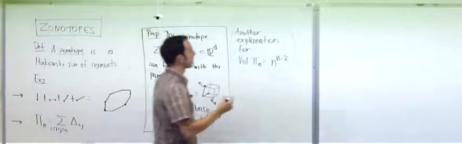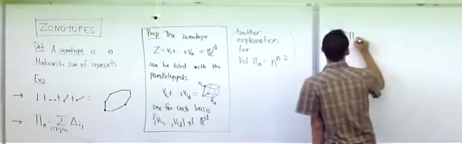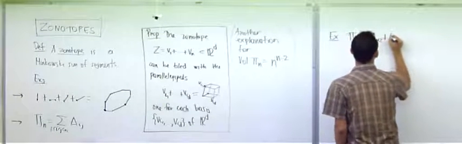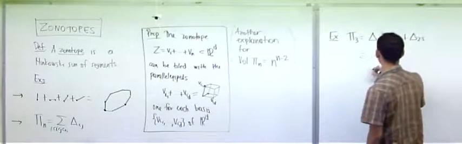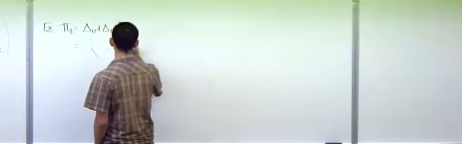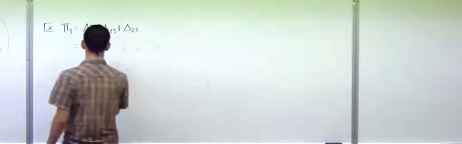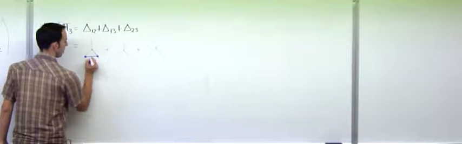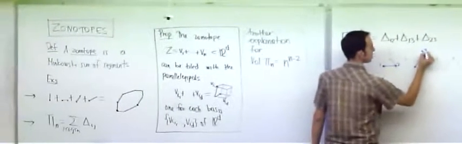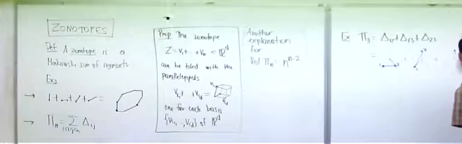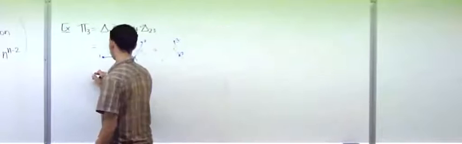So let's do an example to make sure that this is clear. What is it that I'm saying here? Let's do the example of the permutahedron pi3, which is delta 1,2 plus delta 1,3 plus delta 2,3. Okay? And let me draw these segments. So these are just the coordinate axes. And then this is going to be 1,2 plus 1,3 plus 2,3. Okay? And so we know already what this looks like.